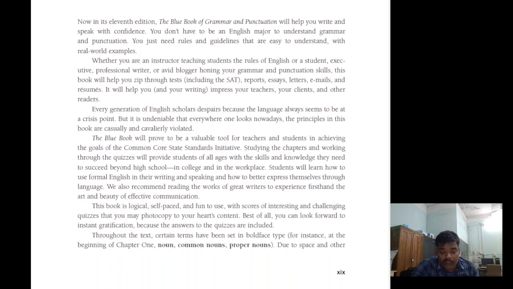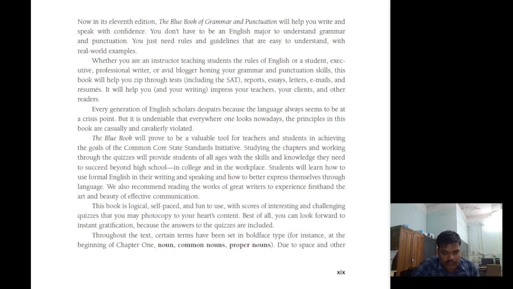Whether you are an instructor teaching a student the rules of English, or a student, executive, professional writer, or avid blogger honing your grammar and punctuation skills, this book will help you zip through tests, reports, essays, letters, emails, and resumes. It will help you impress your teacher, your clients, and other readers.